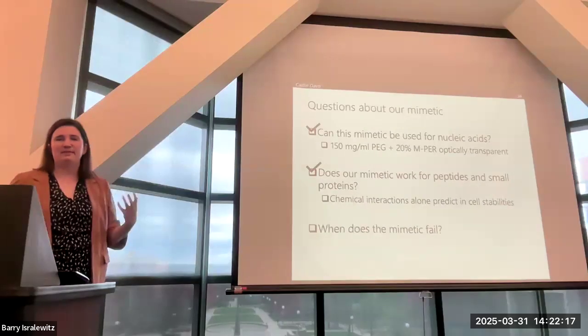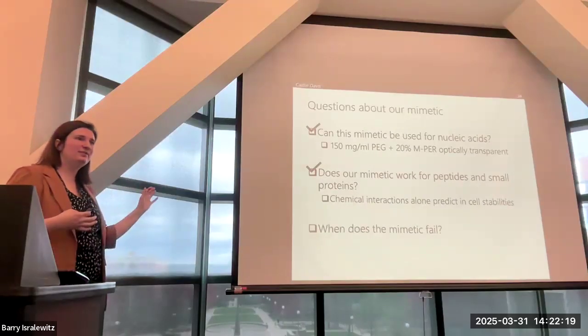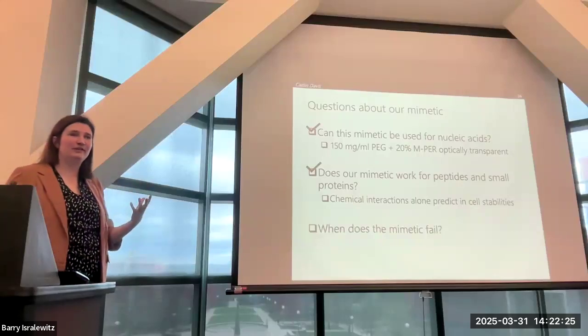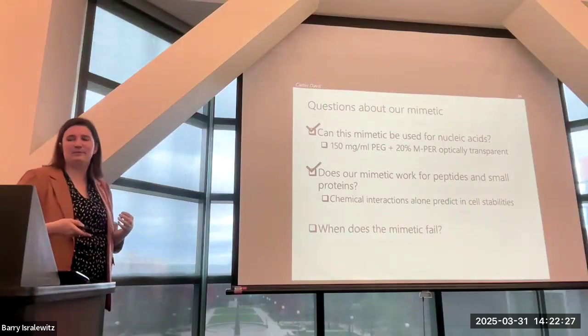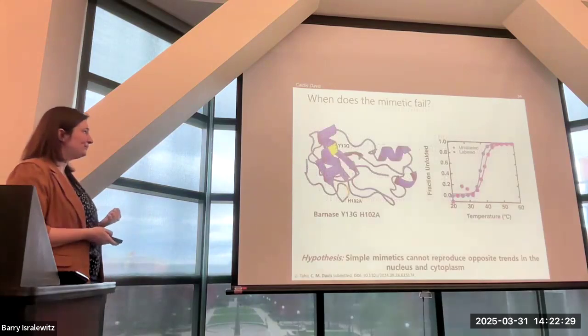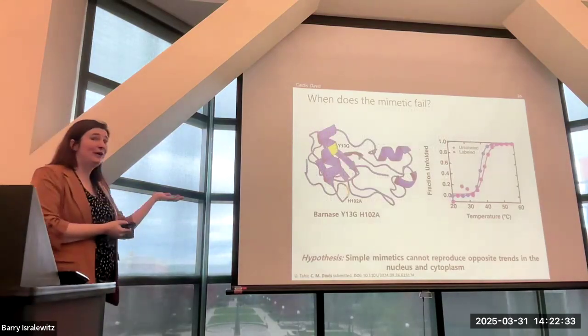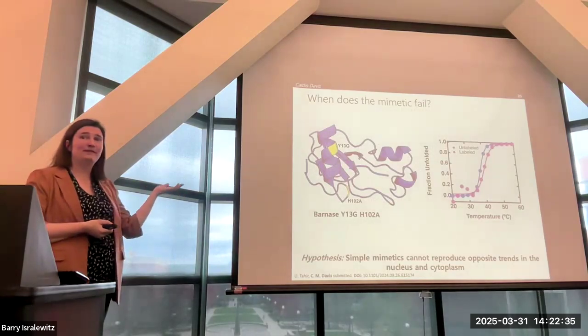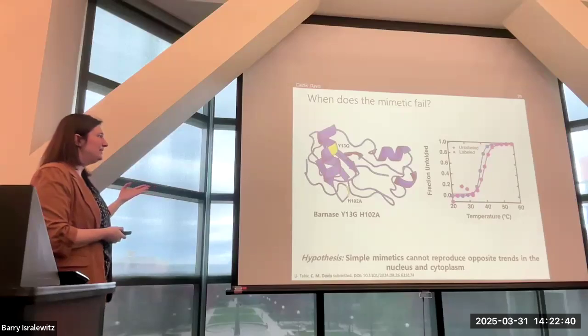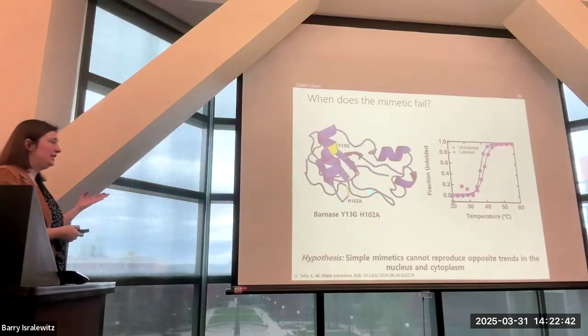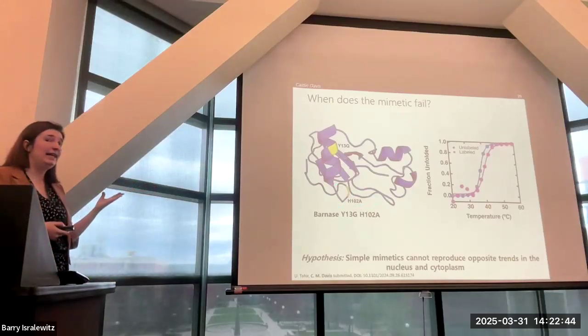And now we get to this question of when does the mimetic fail? And so the previous two stories I told you have been published, and everything from here on out in my presentation is new data that's either under review or that is in preparation. So the first protein that I'm going to tell you about is Barnase. This is a really classic protein folding model. And the Barnase that we're using has a mutation to make it catalytically inactive.